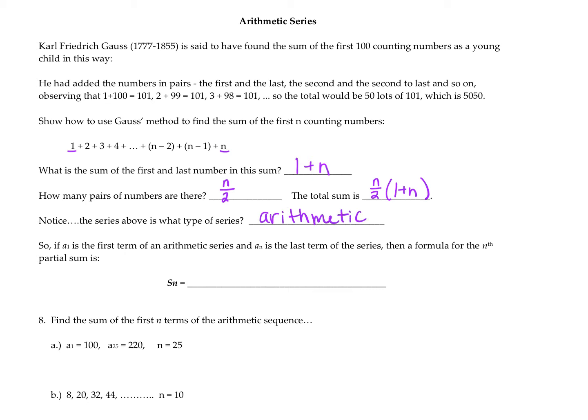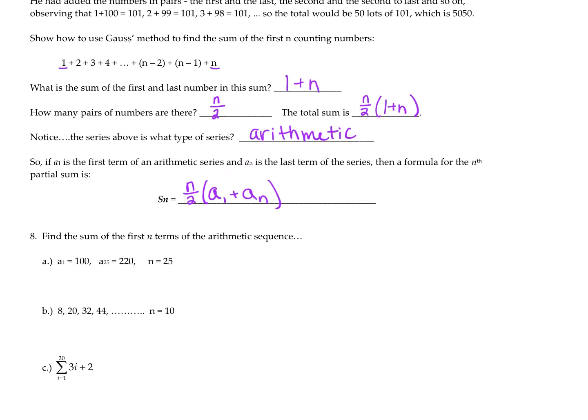sequence. So assuming a1 is the first term and an is the last term, when we're finding the sum of an arithmetic sequence, we're going to take the number of terms, divide them in half, and then do a1 plus an. So let's use this formula. So a1 is 100, an is 220, and the number of terms is 25. So we're going to do 25 over 2 times 100 plus 220. And this would give me 4,000, which would be the sum of all those terms.